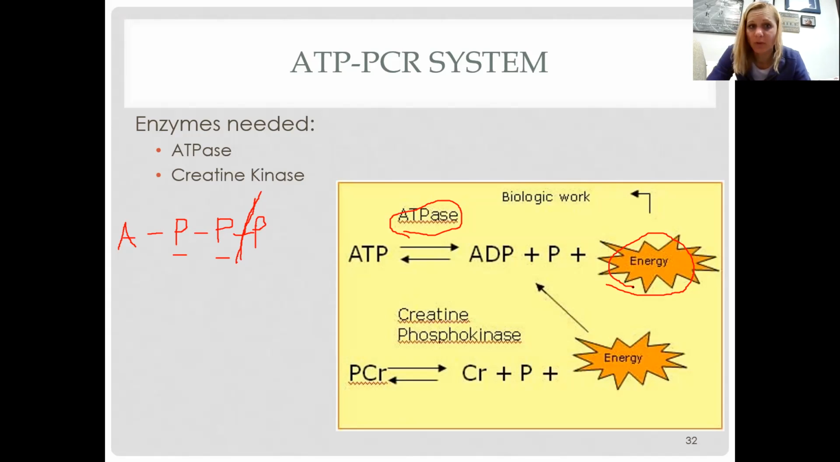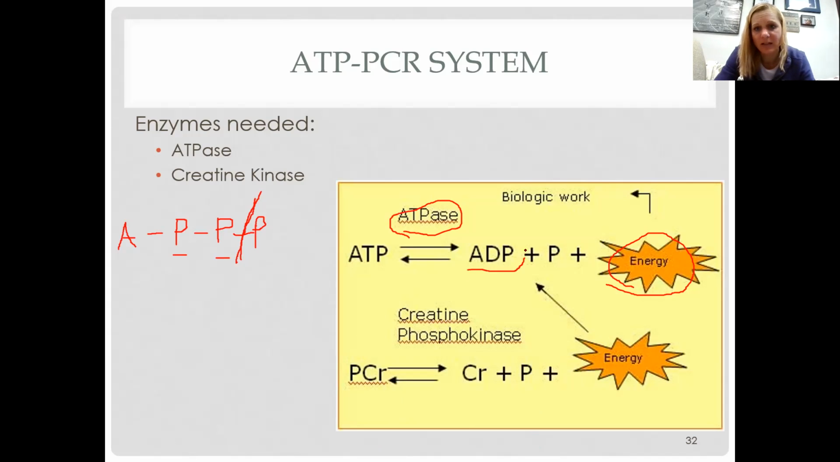So those are just a couple examples of other things that are going on in the body that are maybe out of our conscious control, but also important as it relates to energy utilization. Okay, so again, we'll release energy when we break that phosphate bond. Okay, so now what happens with that ADP molecule?